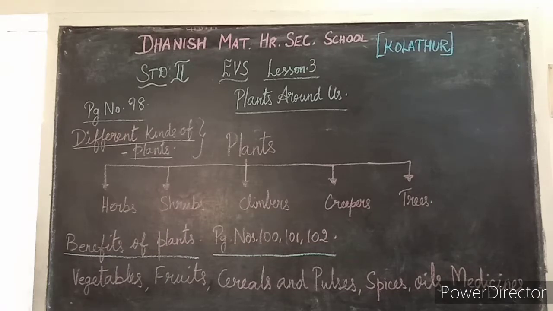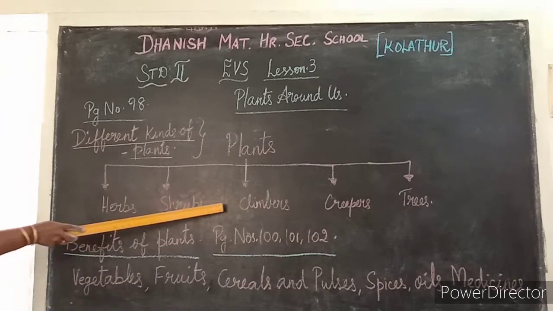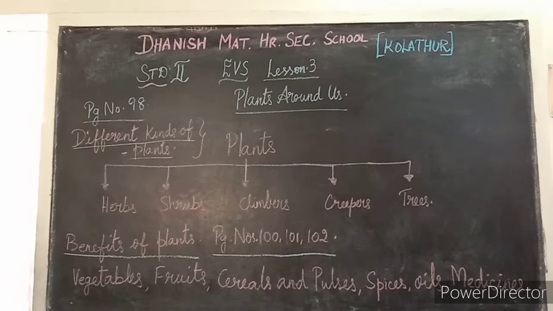Moving on to the next one, climbers. Look into your book page number 99. Climbers have weak stems and they need support to climb and grow. Some of them live for only a few months. For example, broad beans, snake gourd, ridge gourd. Broad beans means avarakkai, snake gourd means pudalangai, ridge gourd means peerkangai.